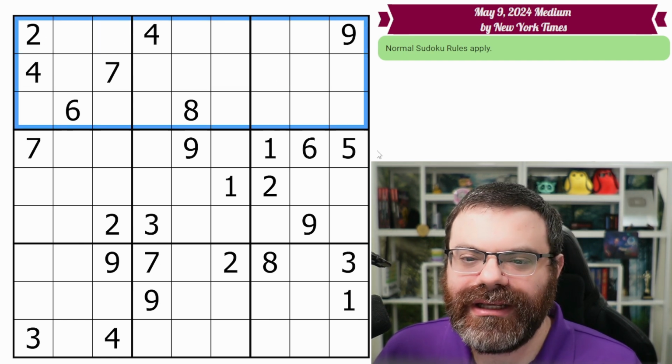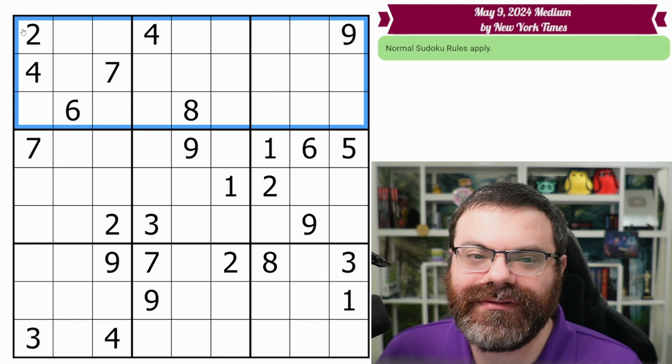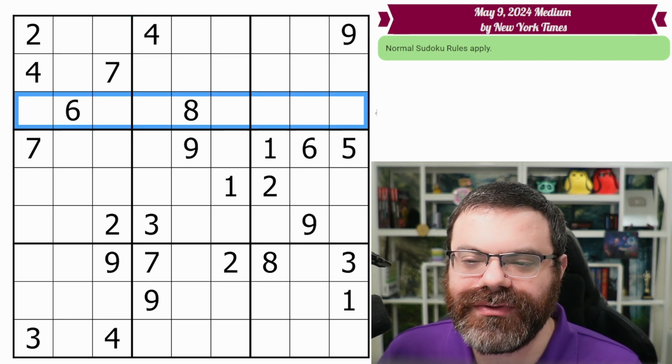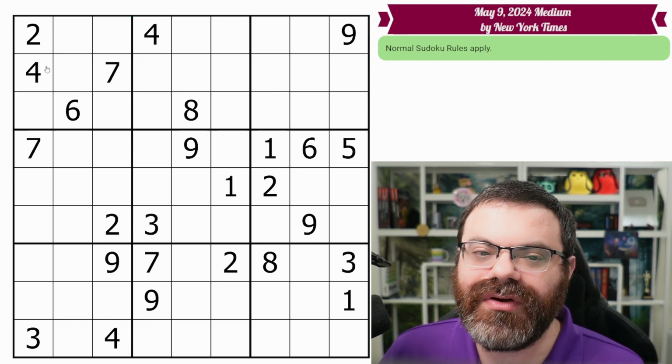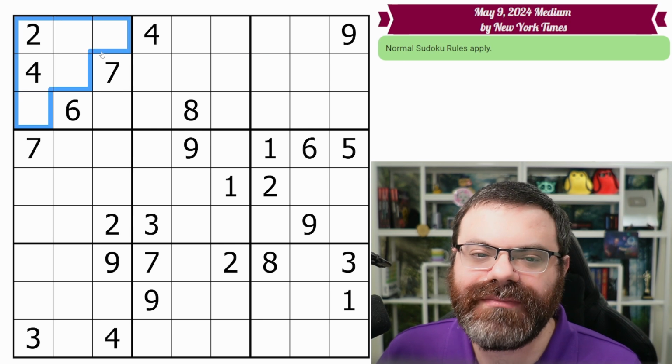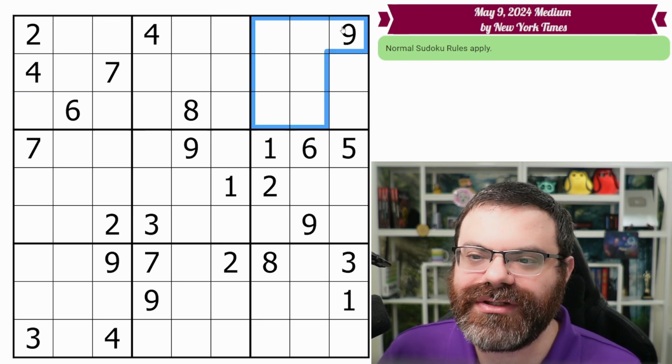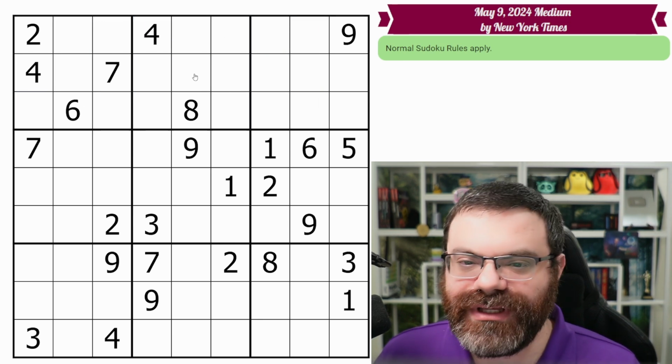So a band is going to have 3 of each digit, right? You can see it's made up of 3 rows, and each row has 1 of each digit, so we're going to end up with 3 of each digit. It's also made up of 3 boxes, which have 1 of each digit, so that agrees. It's going to be 3 of each.